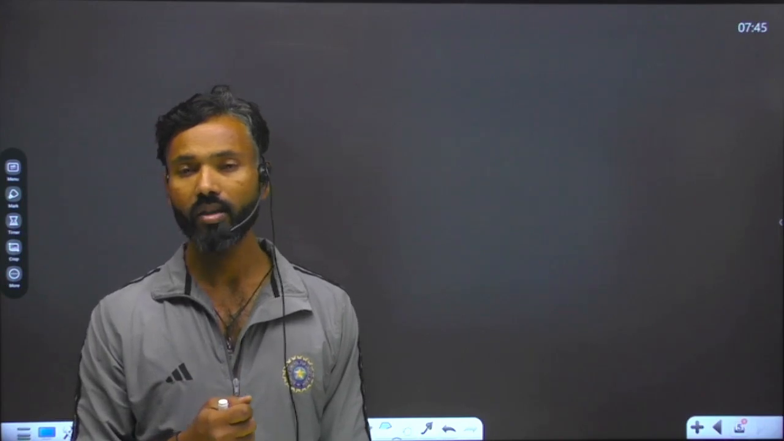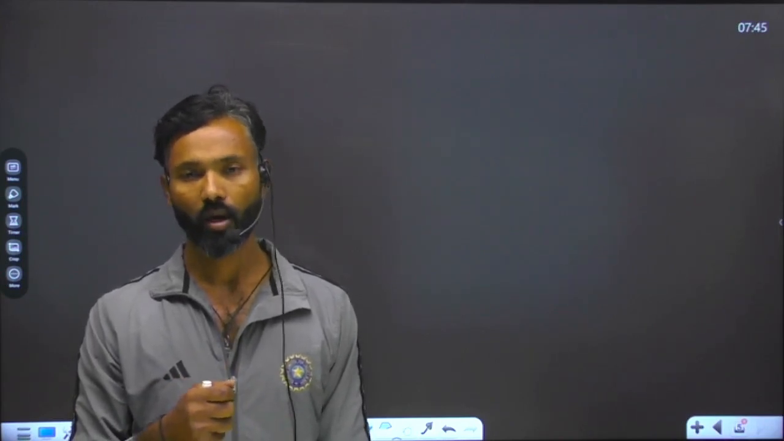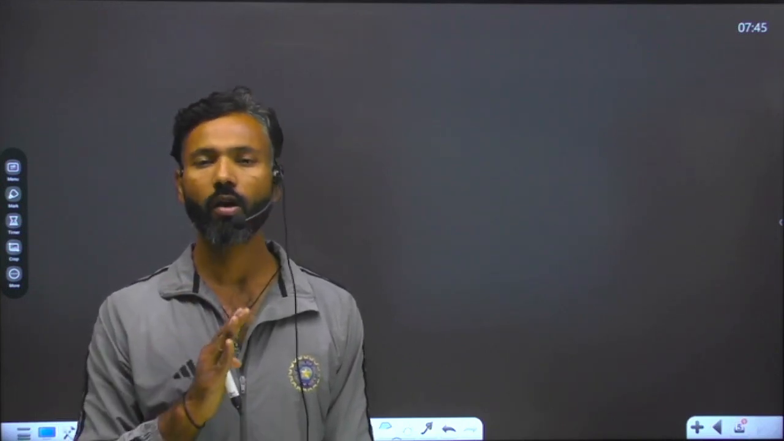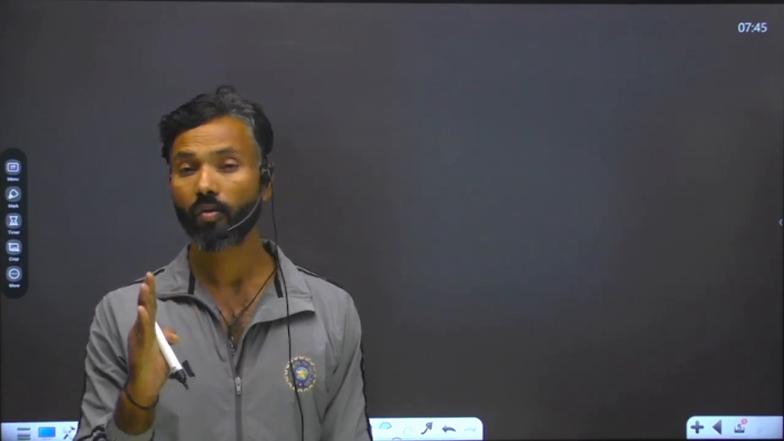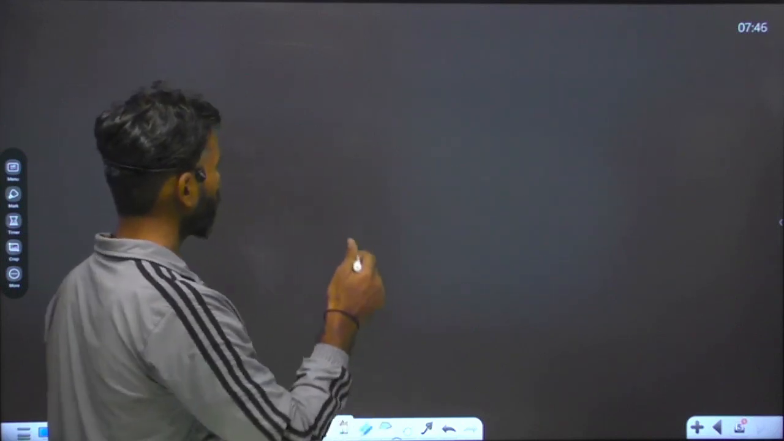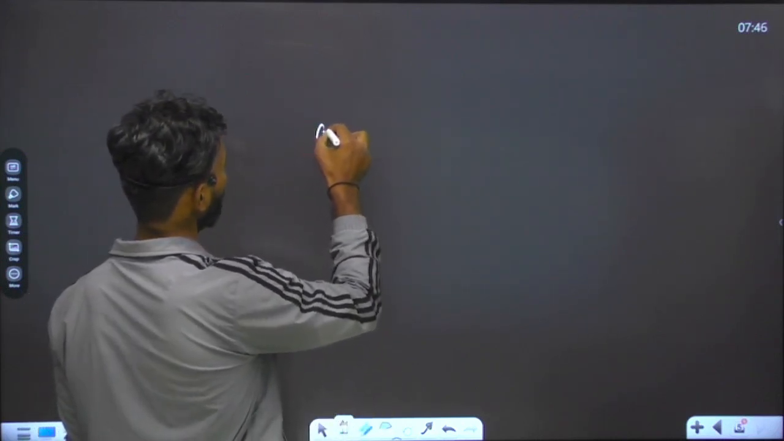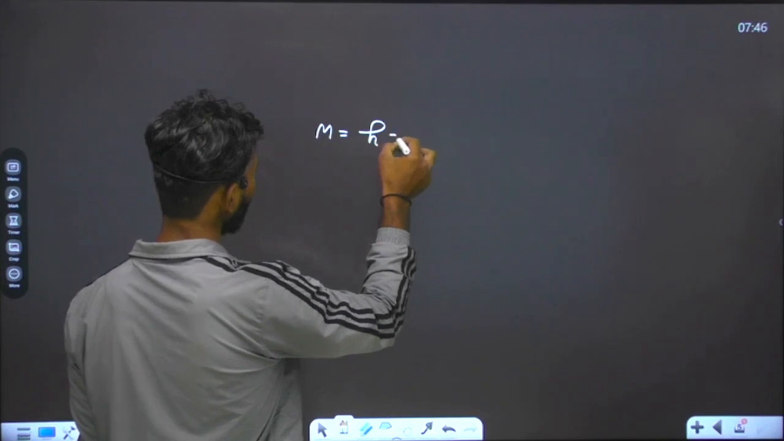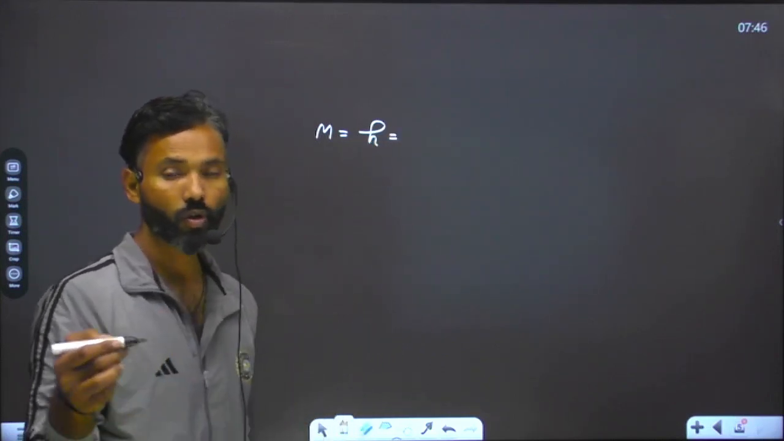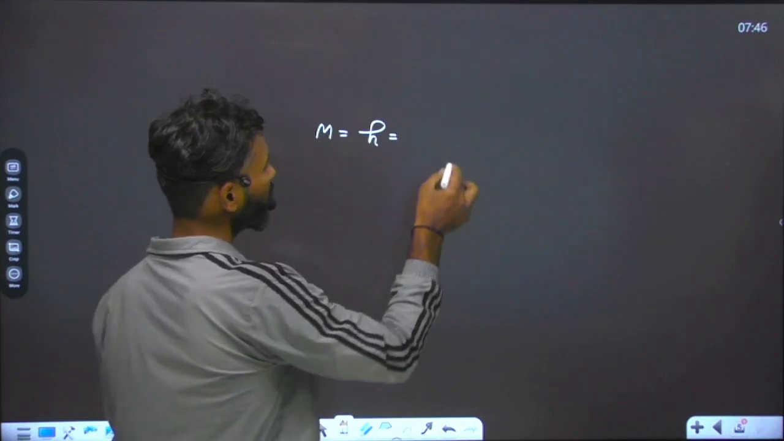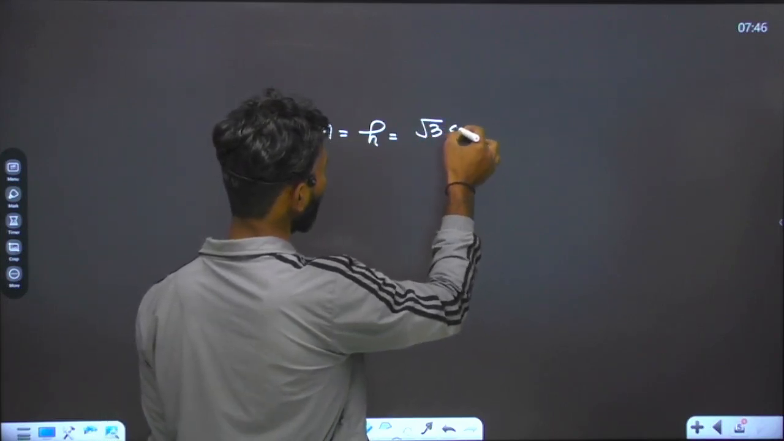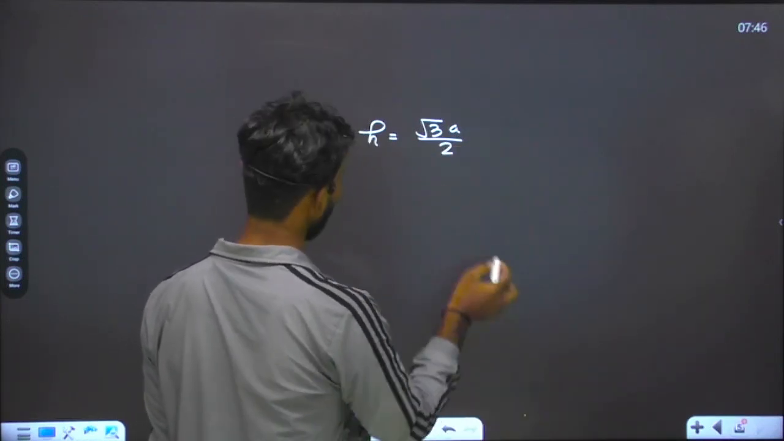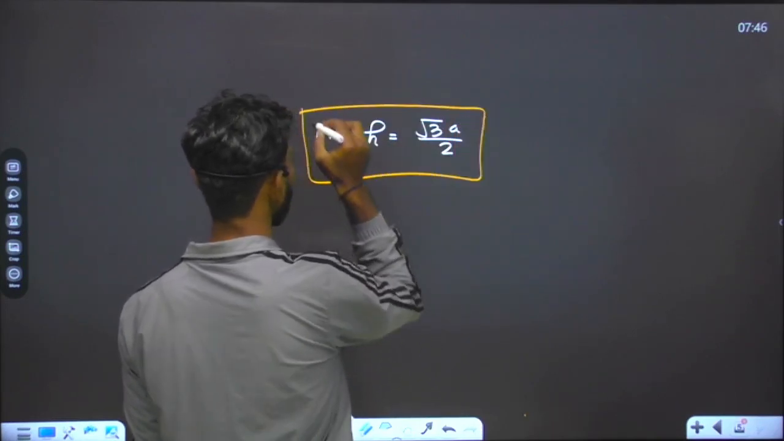If there is an equilateral triangle and you are given instructions to calculate the length of the median, always remember that in an equilateral triangle, the median will be equal to the length of the height. So I'm writing the formula directly over here. Median will be equal to height, and you know very well the formula for the height of an equilateral triangle. So it is root 3 a upon 2. This is the formula for the calculation of the length of the median in an equilateral triangle.